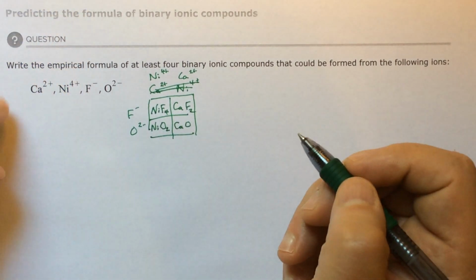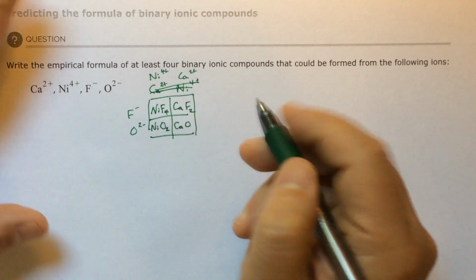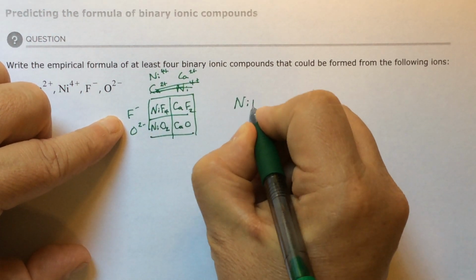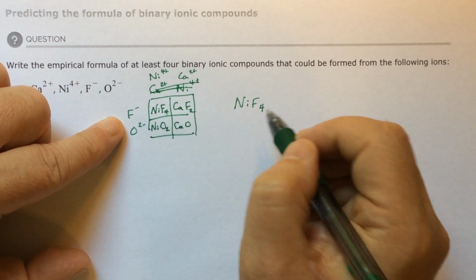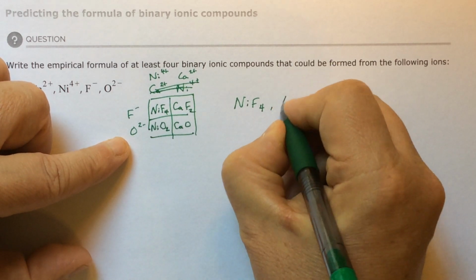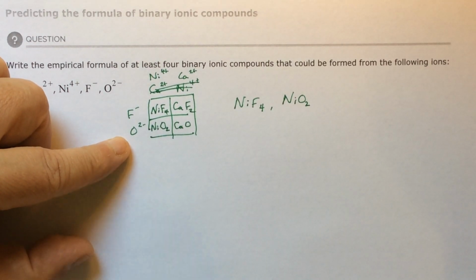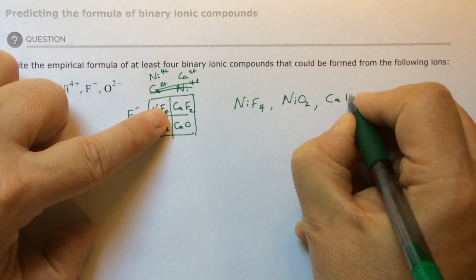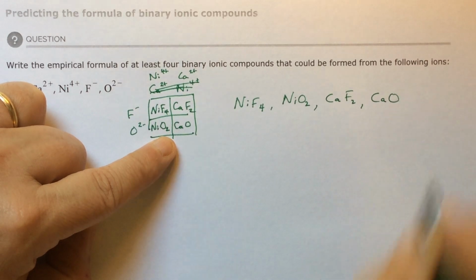Let's just write them down because they're asking for at least 4 compounds that could be formed from these ions. So I'm just going to start here and write this one down. So it's nickel, nickel 4 fluoride is what you call it. The next one would be nickel and oxygen. It's nickel 2 oxide. Third one, do the calcium and the fluorine. And the last one, calcium and the oxide.